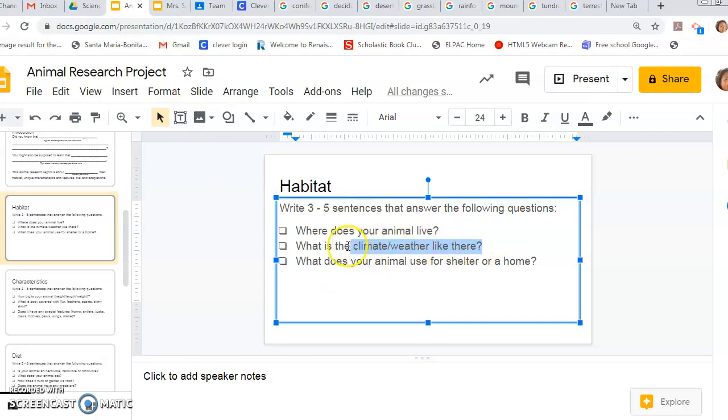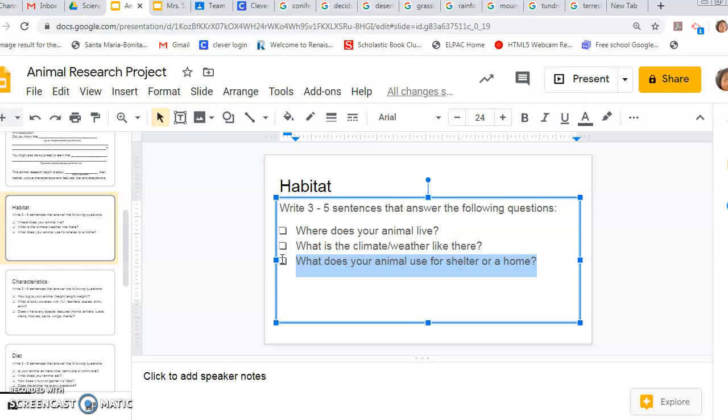What is the climate or the weather like there? Is it cold and snowy like the polar bear lives in the Arctic? Or is it really hot and humid like where the sloth lives? And I'm going to show you my slide in just a moment. What does your animal use for home or shelter?